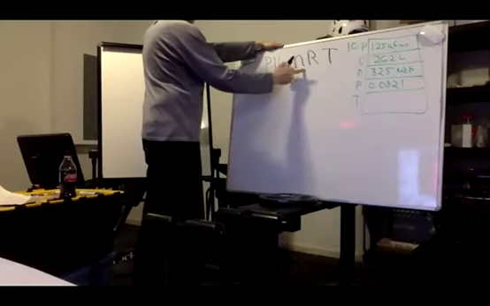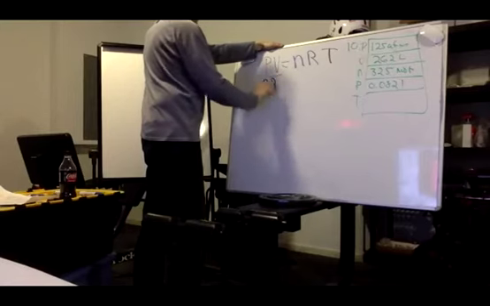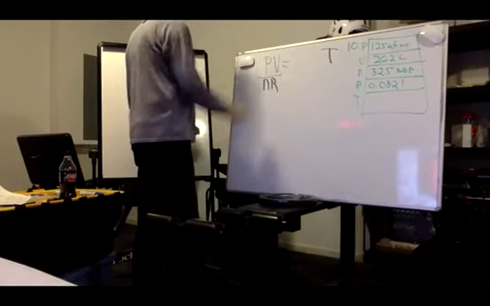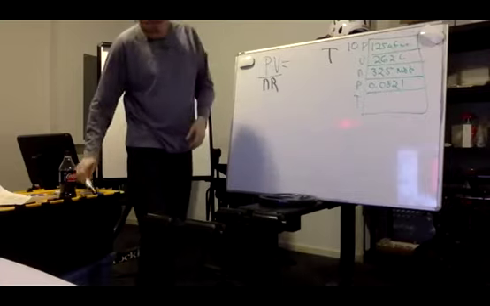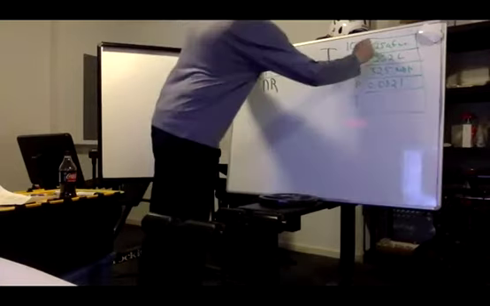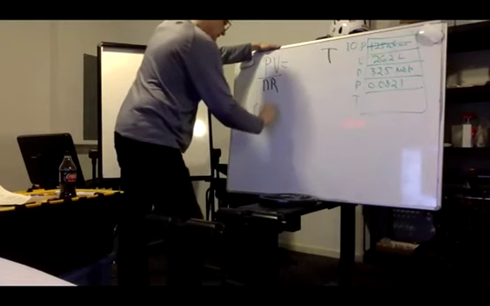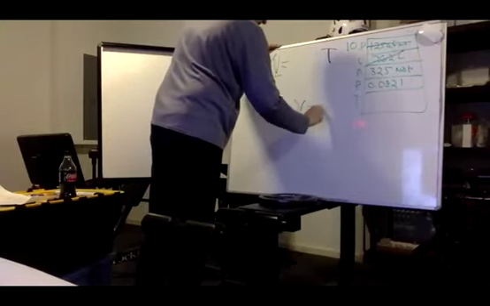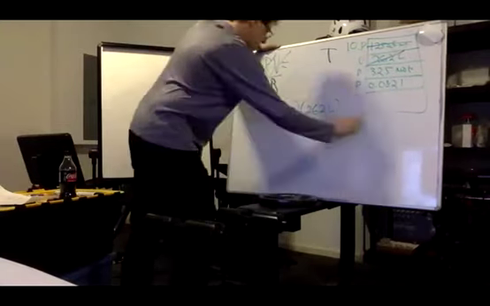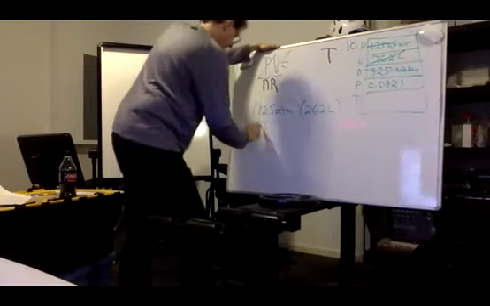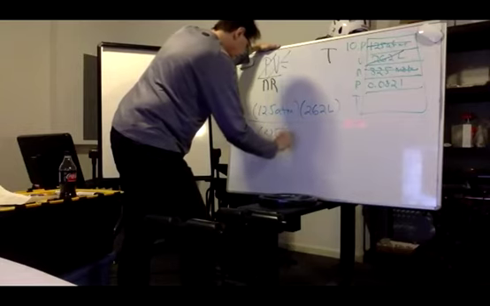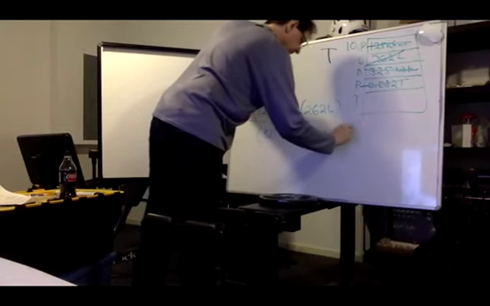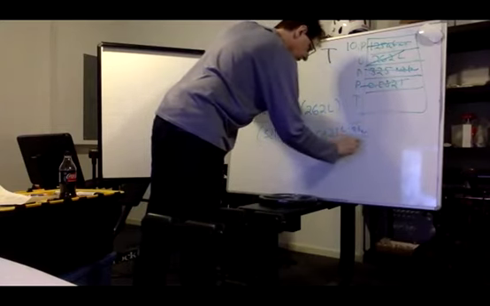Need to get T by itself, NR's upstairs, NR downstairs. So there's our equation, PV over NR is equal to T. So 125 for P. V is 262. N is 325. R is 0.0821 liter atmospheres per mole Kelvin.